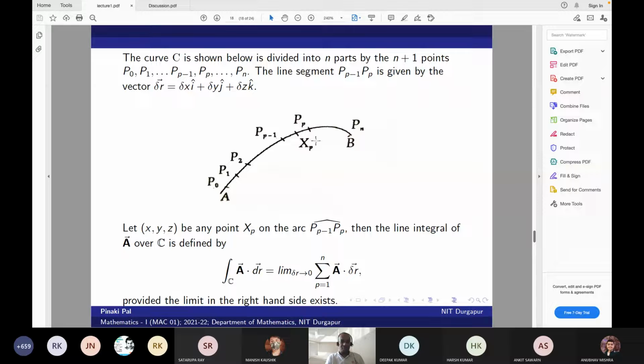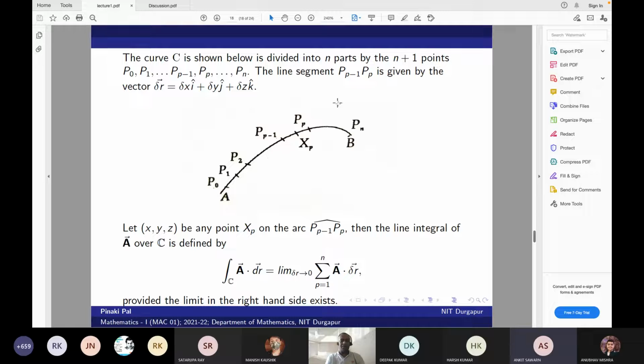Then at this point we can have the vector A, which is a function of x, y, z. This point will have coordinates, say xp, yp, zp, and at that point you calculate this vector because it is defined there. Then you take the component of that vector along the line segment P(p-1)Pp.